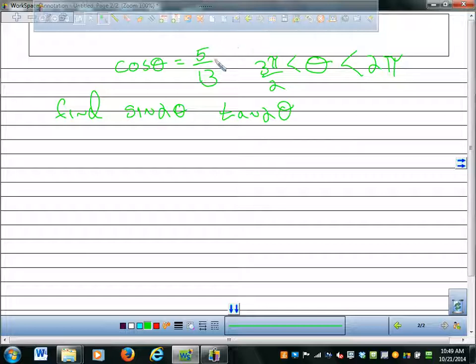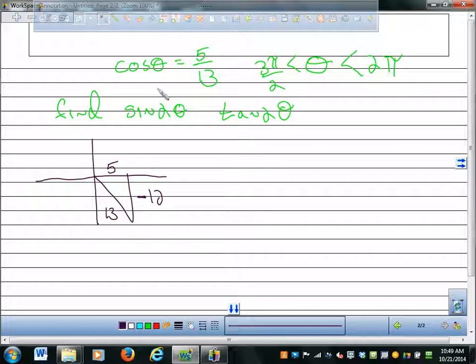So for this one, what's probably useful is to draw a picture. Which quadrant would I be in? It says theta is between 3 pi over 2 and 2 pi, so you draw a picture over here. And you know that cosine is 5/13, so what would this side be? Well, you call it negative 12 because its y goes down there, right? So sine would be negative over there.